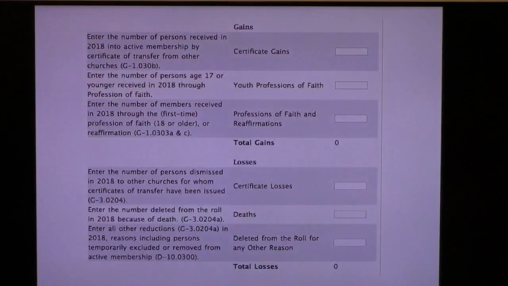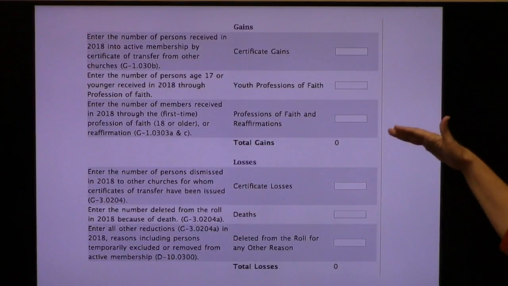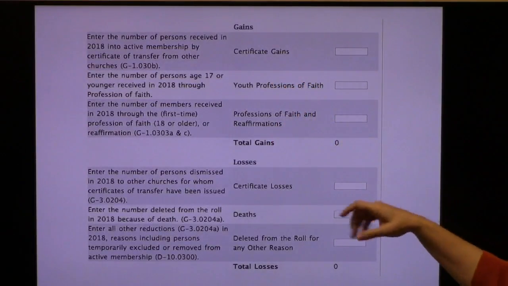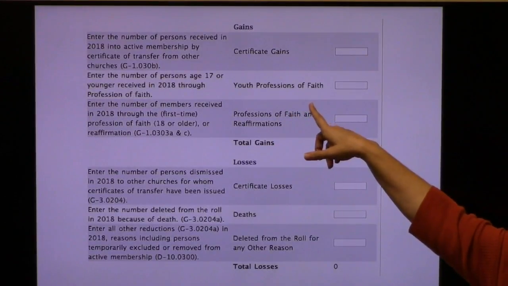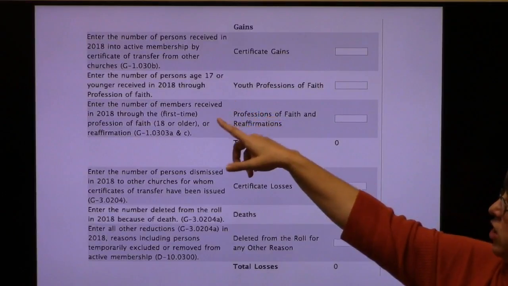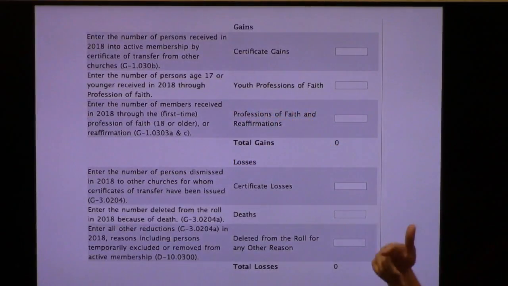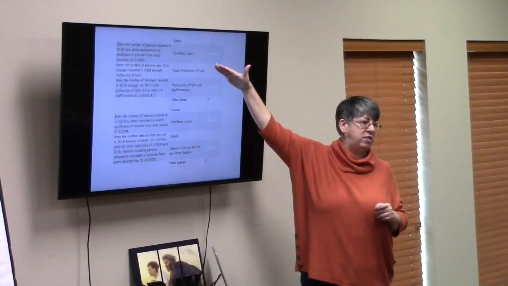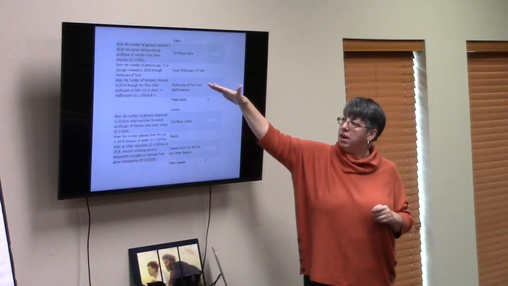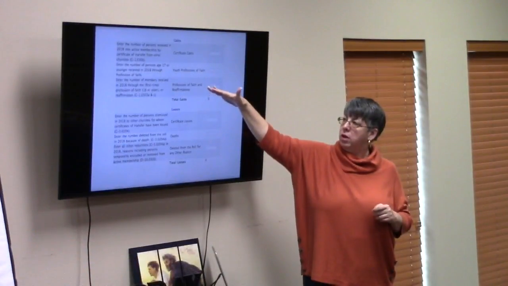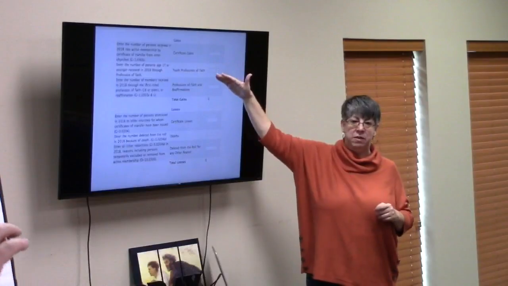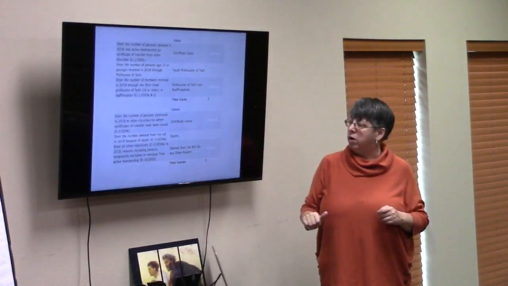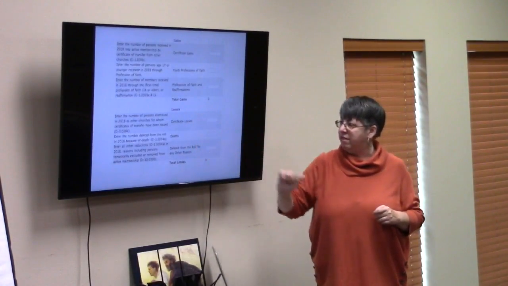You scroll further down the screen and you'll see your gains and your losses. Again, it shows you the definitions next to them on what they mean. So for example, youth professions of faith: you would put in the number of people aged 17 or younger that were received through profession of faith, confirmation, in that one there. And then you have your certificate gains, which is certificate of transfer, and then others who are received for the first time who are over 18. So that's some of the differences that have been made. And like I said, you can see the definitions there. And the same thing for your losses.